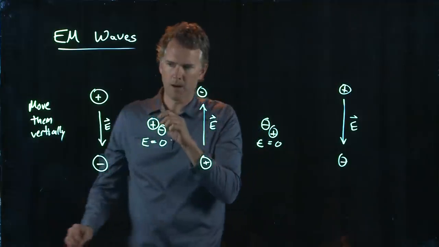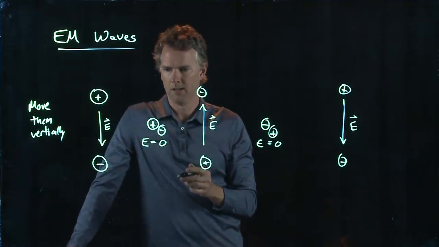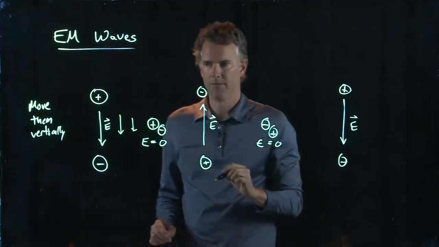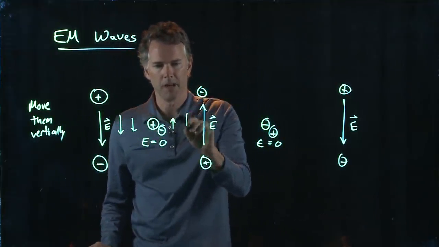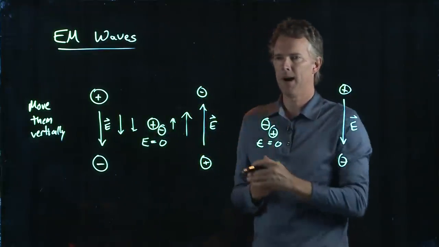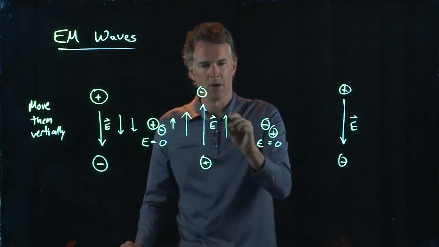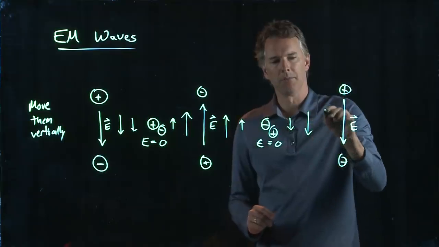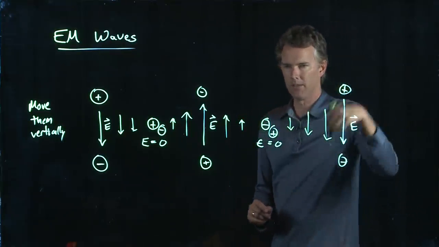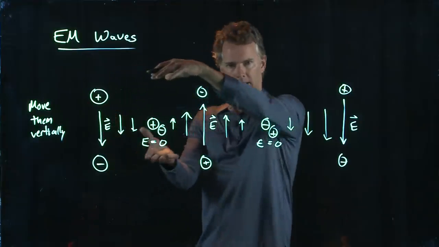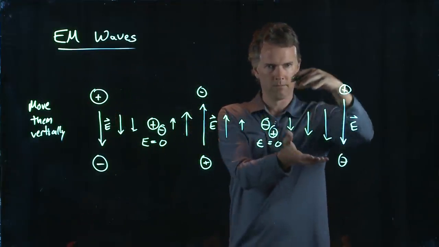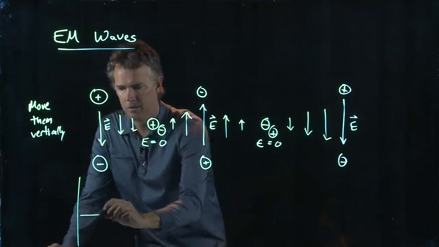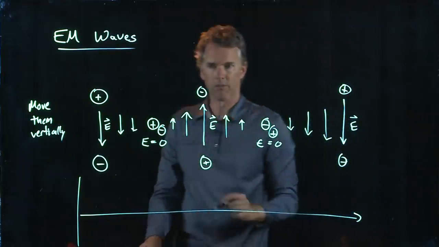If I think about what this E field looks like, it is getting smaller and smaller and eventually zero. Then it flips direction and starts getting bigger and bigger, and now it's positive. Then it gets smaller and smaller until it's zero, and then it flips direction and gets bigger and bigger until it's again pointing in the negative direction. It sort of oscillates up and down. Hopefully that looks familiar to you. We like things that oscillate.